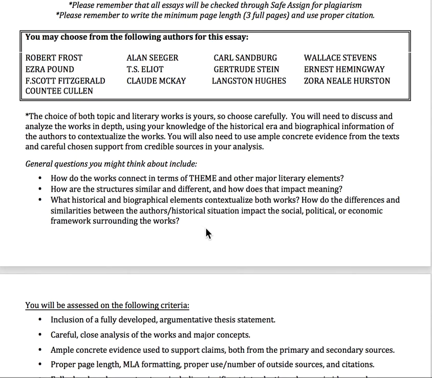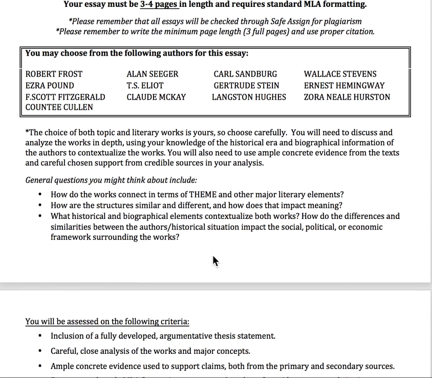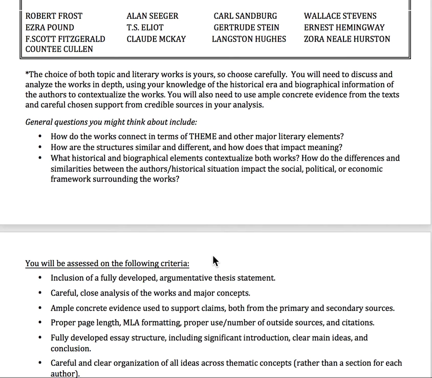And then what historical and biographical elements can you use to contextualize both these works? So how do the differences between the authors and the historical situation impact larger meaning, social, political, economic meaning around the work? So Langston Hughes was hugely influential. Someone like Gertrude Stein was hugely influential in her circle. How might those two connect in a post-World War I time frame? But we have two different areas of the world that we're talking about. So how might those two connect? I'm not quite sure at this point, but you could do something very creative where you connect the two of them.